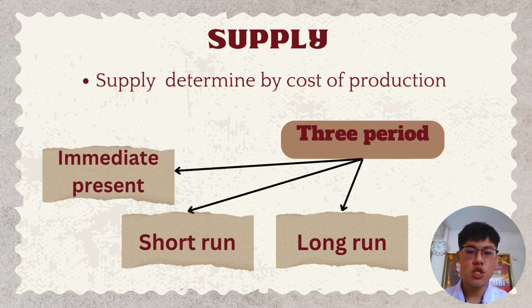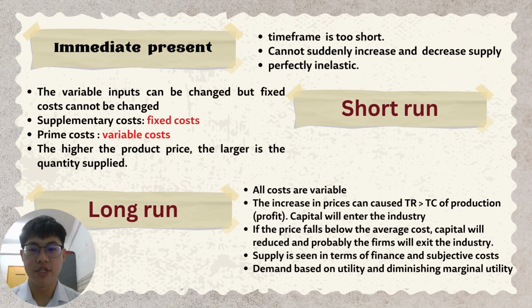According to Alfred Marshall, supply is determined by cost of production, and he divided time into three periods, which are long run, short run, and immediate present. In the immediate present, the time frame is too short, so supply cannot suddenly increase or decrease even though the demand shows an increase or decrease. And the curve shows perfectly inelastic.